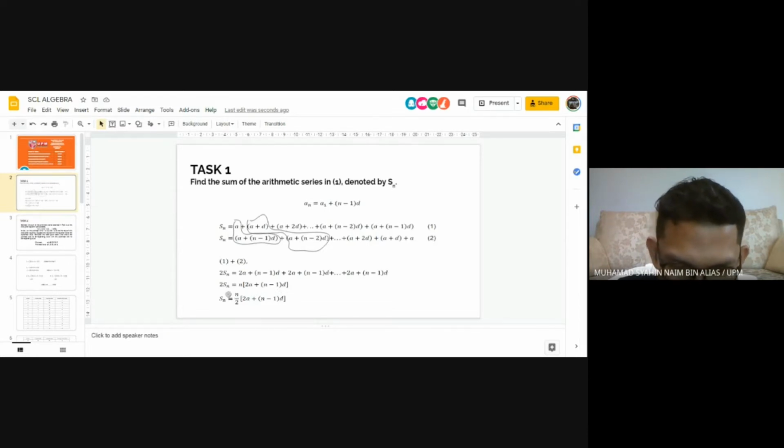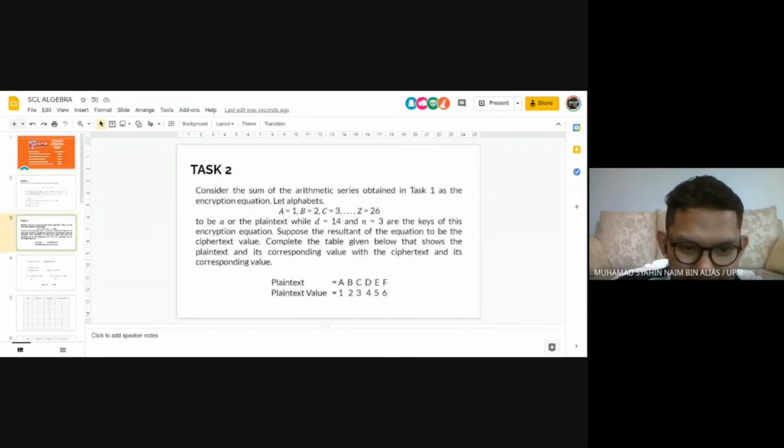Then we bring the 2 into the right side. So it will become n over 2 bracket of 2a plus (n minus 1)d. So that's the answer for task 1, which is the sum of the arithmetic series.